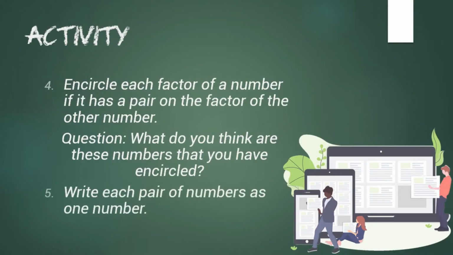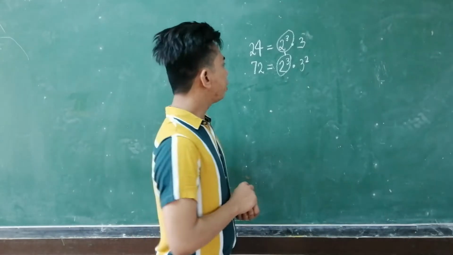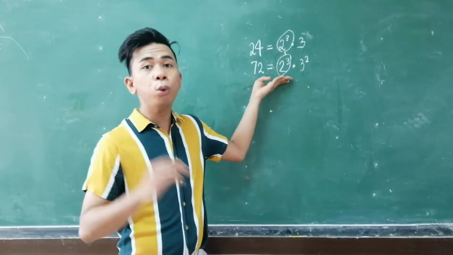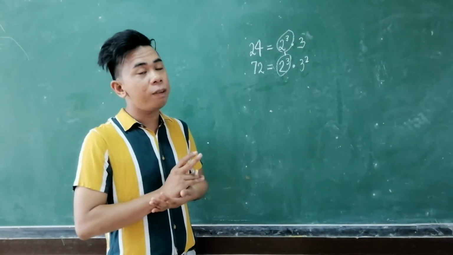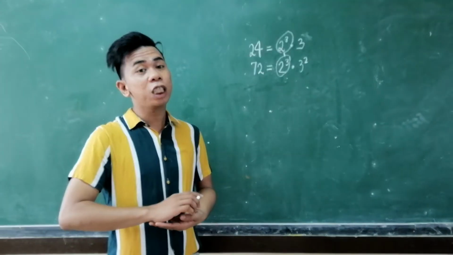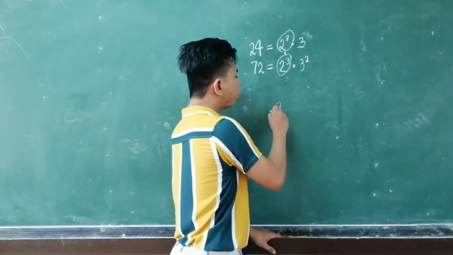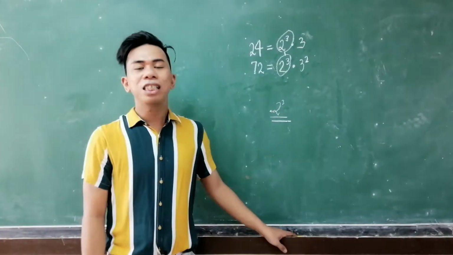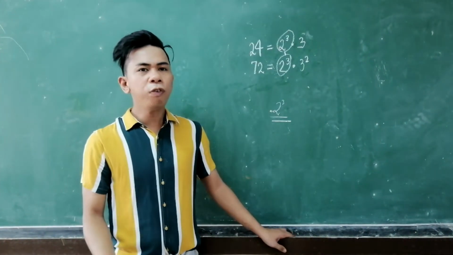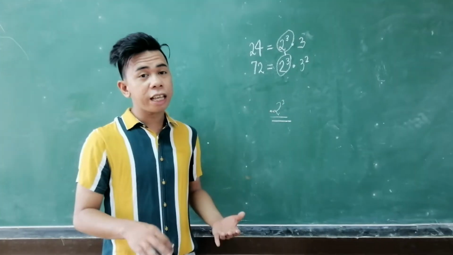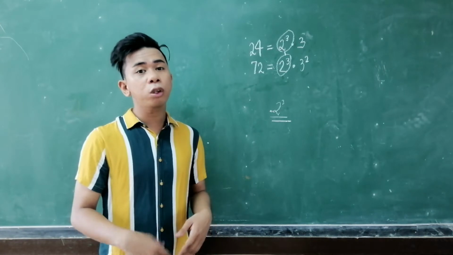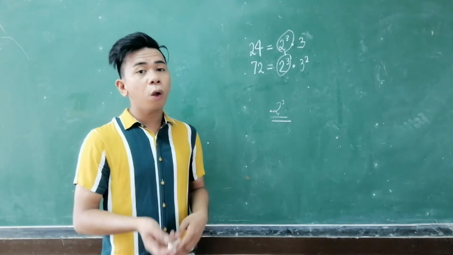Step 5. Write each pair of numbers as one number. So we rewrite 2 cubed. Since we have two cubes here and we pair them, that pair should be rewritten as one number. So we only write 2 cubed here. If we have different pairs, aside from my number, because I only got 1, if you got 2 or more, you write all those pairs.